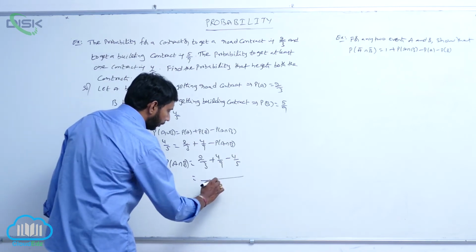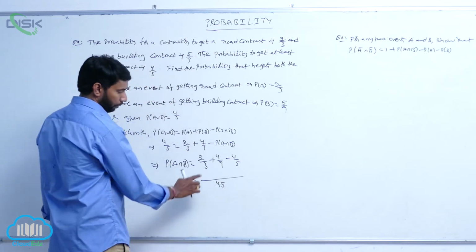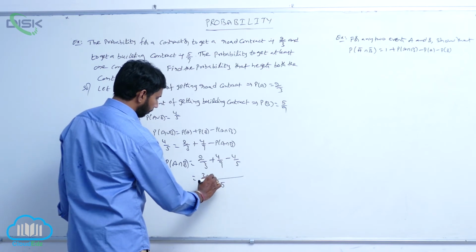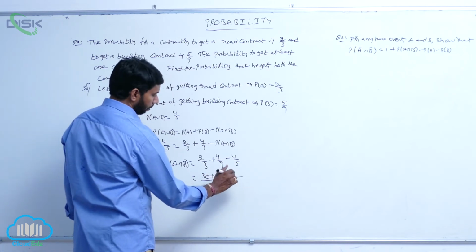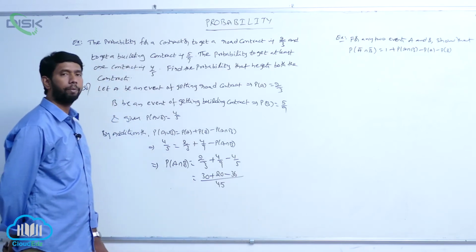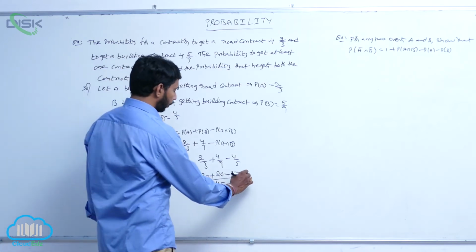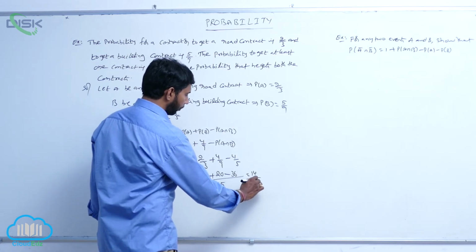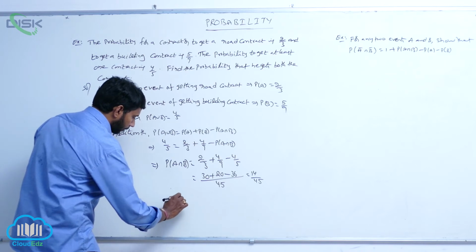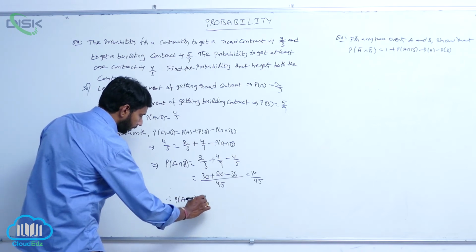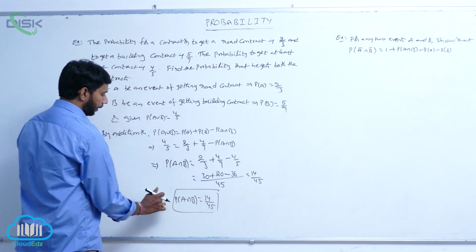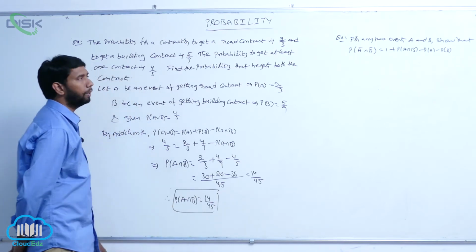Here LCM is 45. 3 into 15 is 45, so we get 30 plus 25 minus 36. 30 plus 25 is 55, and 55 minus 36 is equal to 19. Therefore P of A intersection B is equal to 19/45.